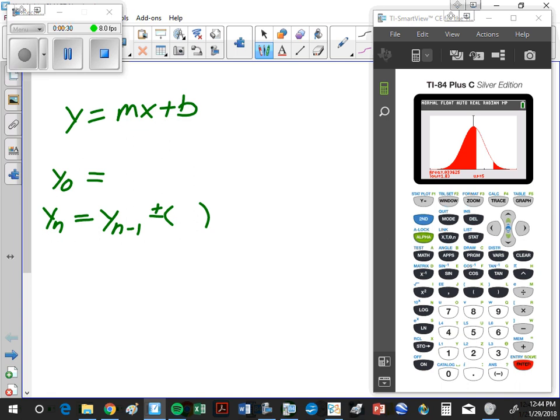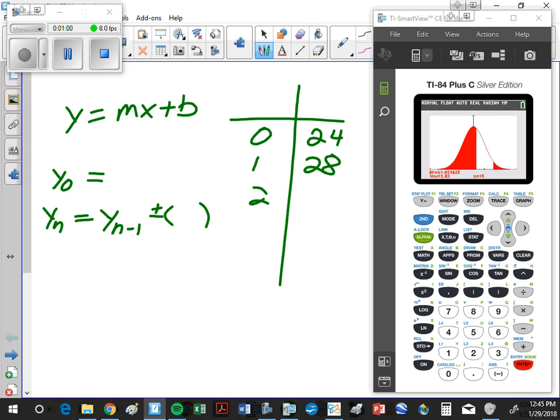Okay. So on the left side, a man is loading a truck with watermelons. Right now there are 24 melons in the truck, and he places 4 more melons on the truck every minute. So how many melons are on the truck right now? So 0, 24. And what happens at the end of 1 minute? There would be 4 more, so that would be 28. And then at 2, it would be 32, and so on.